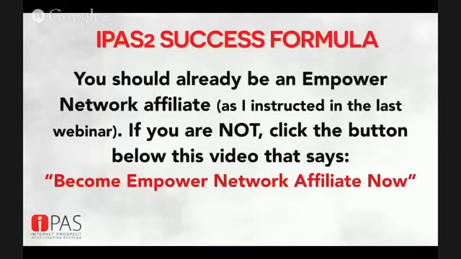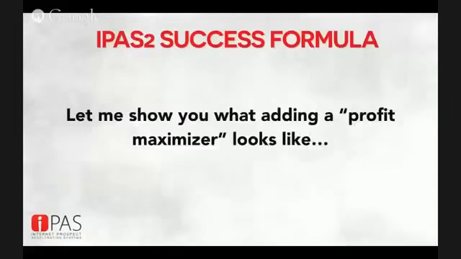It's very significant because it's only $19.95 a month that allows you to make these big commissions. You need that in order to have a Profit Maximizer. You guys, it's not even worth continuing if you don't do that. It's just 19 bucks. It's the easiest thing. So make sure you do that. Now, let me show you what adding a Profit Maximizer looks like.